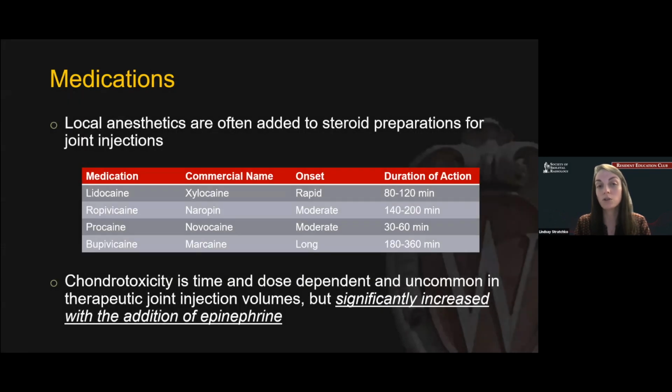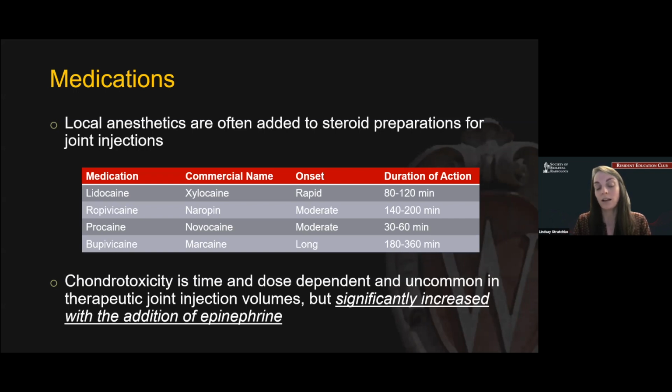All right, so talking about the injectate mixtures. Obviously we're going to be having steroids. That's going to give the longer duration of pain relief for our patients. But in addition, most places will put local anesthetics in addition to that steroid preparation. And this is just a table of different common local anesthetics, as well as how fast they work and their duration of action.